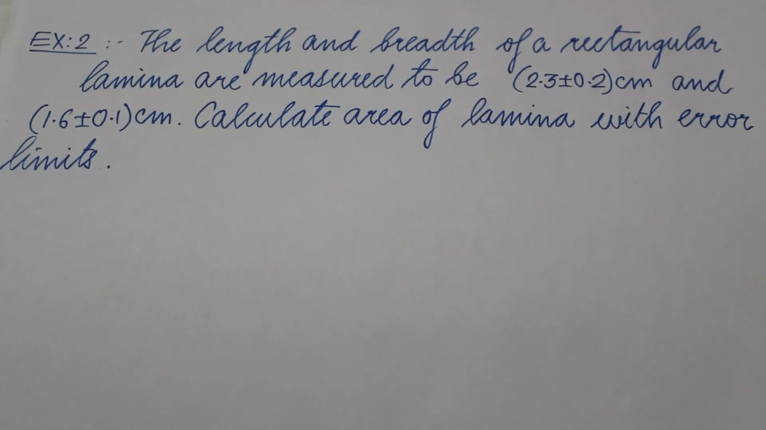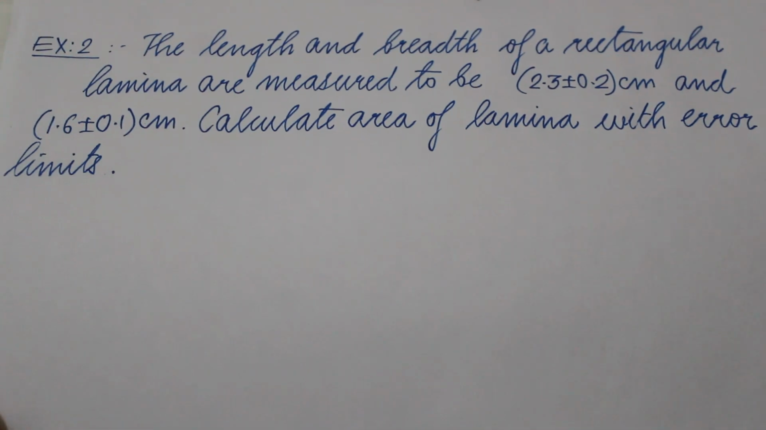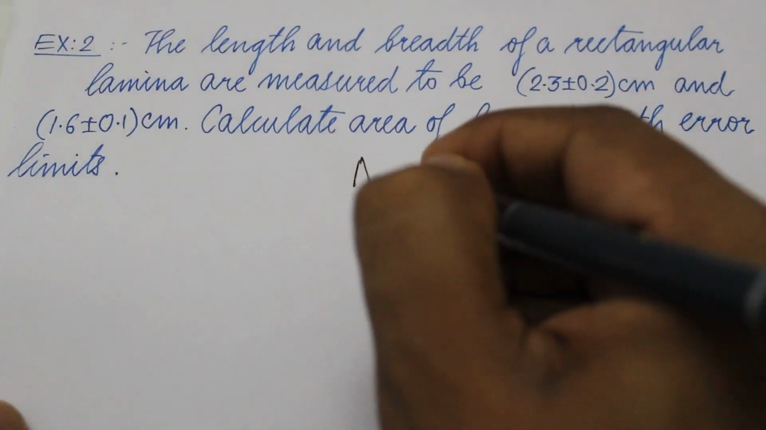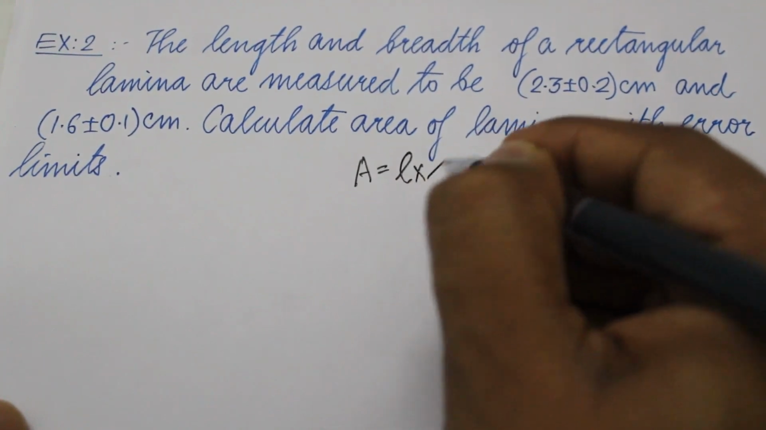Now let's solve another numerical. This numerical says the length and breadth of a rectangular lamina are measured to be 2.3 plus minus 0.2 centimeter, this is the length, and 1.6 plus minus 0.1 centimeter, this is the breadth. Calculate area of lamina with error. Now as we know, area is given by L into B.